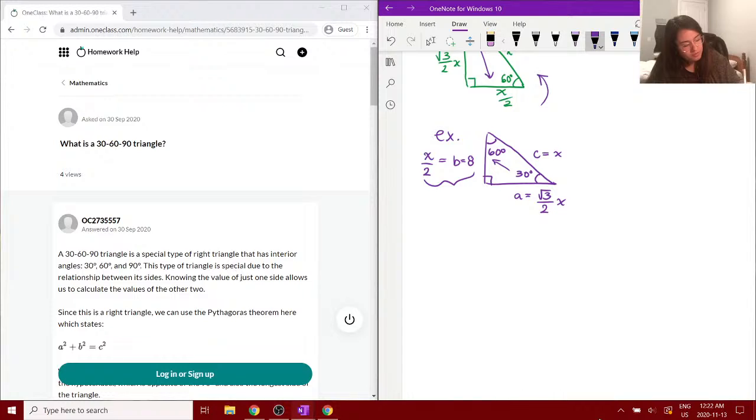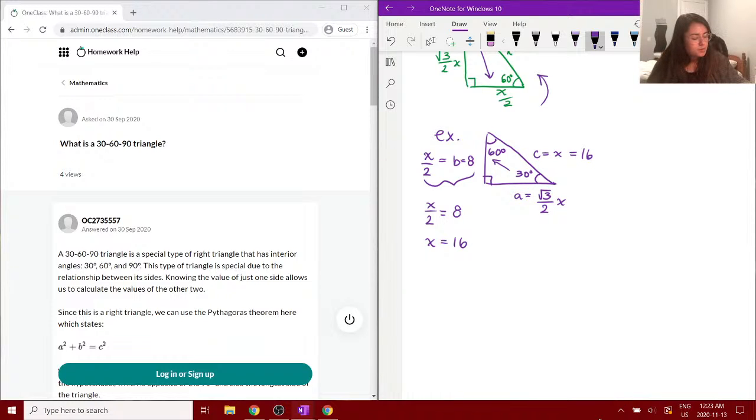So if we're given that this side is equal to 8, then we have x over 2 is equal to 8. And if you multiply both sides by 2, you get x is equal to 16. Wow, okay, so now we can pretty easily find out the other sides, right? So C is equal to x. Well, we just figured out that x is equal to 16.